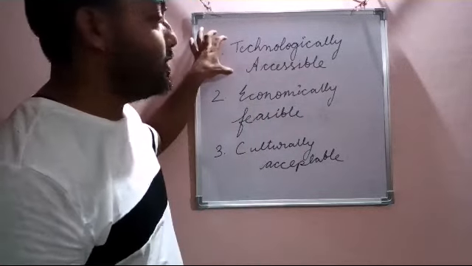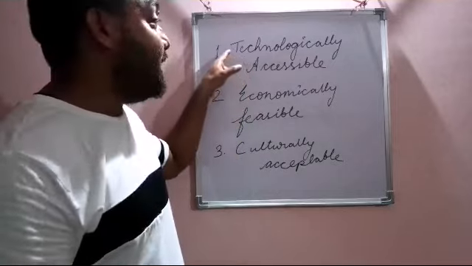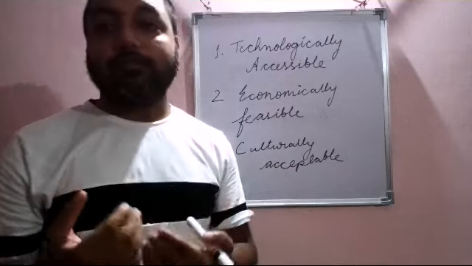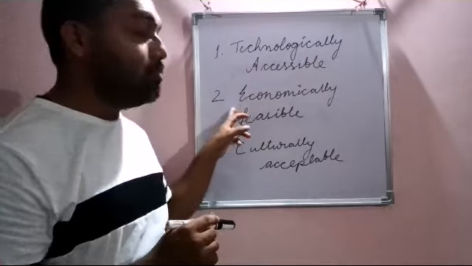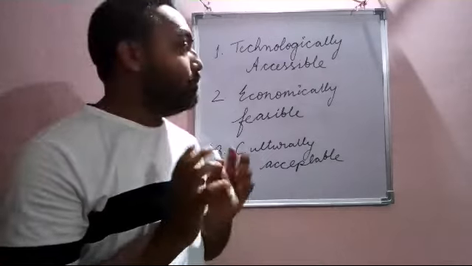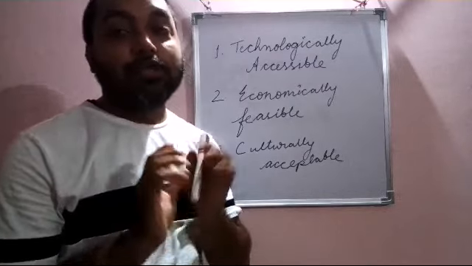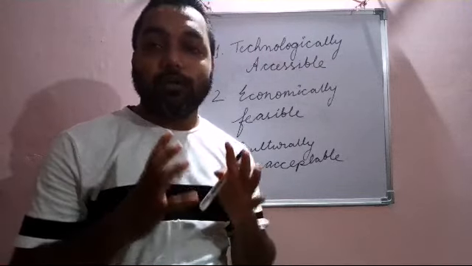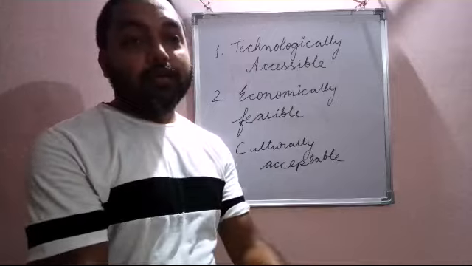For example, the first condition we should find in a particular thing is that it should be technologically accessible. We will go into it elaborately, but first let us just name the conditions: technologically accessible, second, economically feasible, and third, culturally acceptable. By technologically accessible, we mean that a particular thing is found in a particular place, but that country or that place, or the organization under which that place comes, does not have the technology to extract the resource.